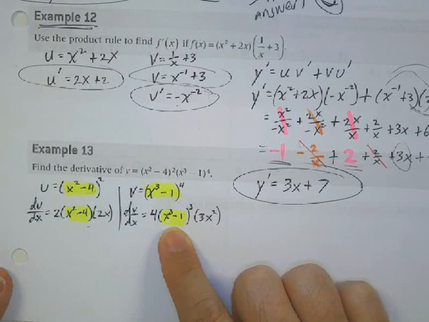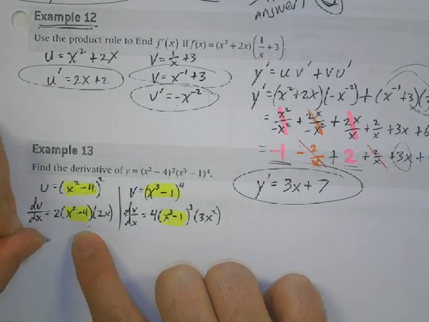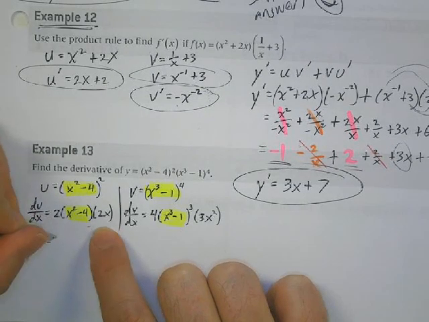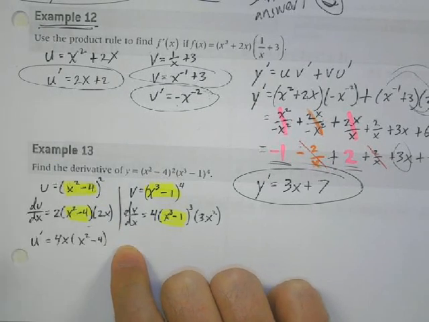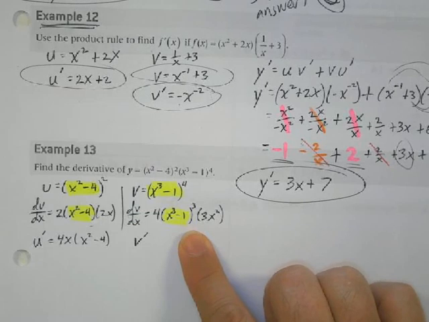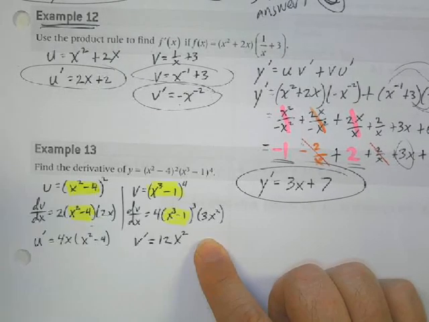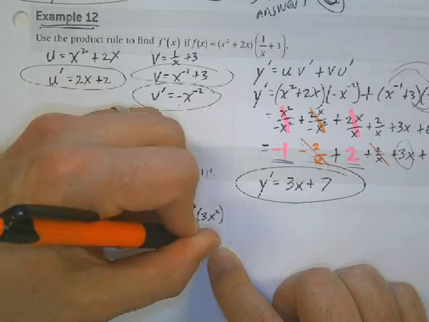Okay, so this here simplifies to, I'm going to write this u prime, 4x to the 4. And this here simplifies to 12x squared times (x cubed minus 1) cubed.